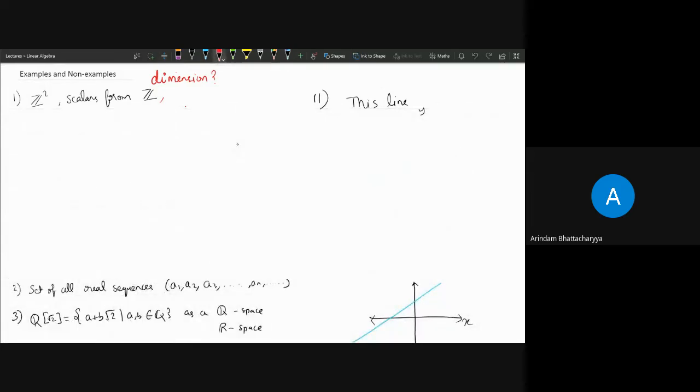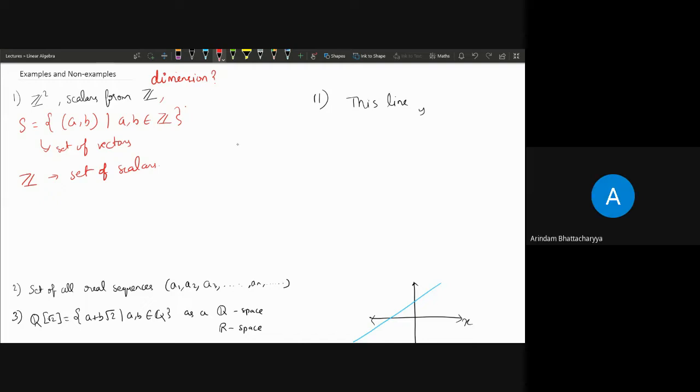So here the set is (a, b), where a and b are integers. This is our set of vectors, and Z is our set of scalars. Now can someone tell me if this is a vector space? Yes.